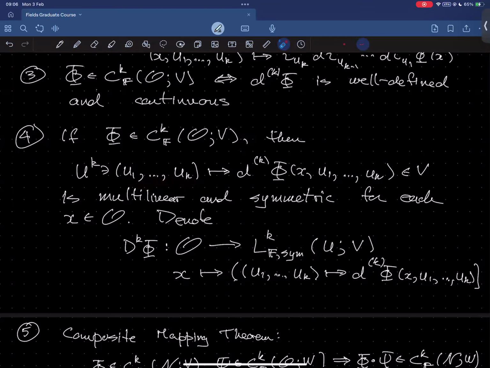And this corresponds to, as I said last time, the symmetric part corresponds to the fact that in the calculus that you're familiar with, if your function is, let's say, C2, then it doesn't matter what order you compute the partial derivatives. And that's also true for higher order differentiability as well. If you're class CK, then it doesn't matter what order you compute any partial derivative up to order K.